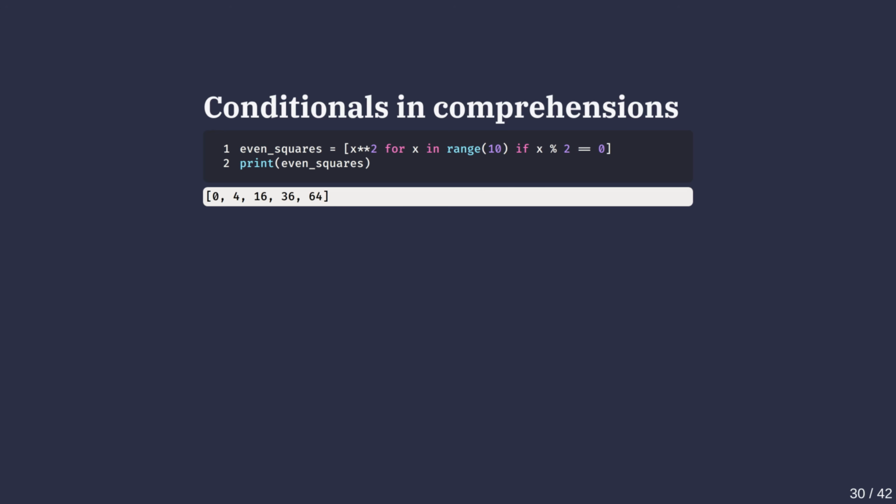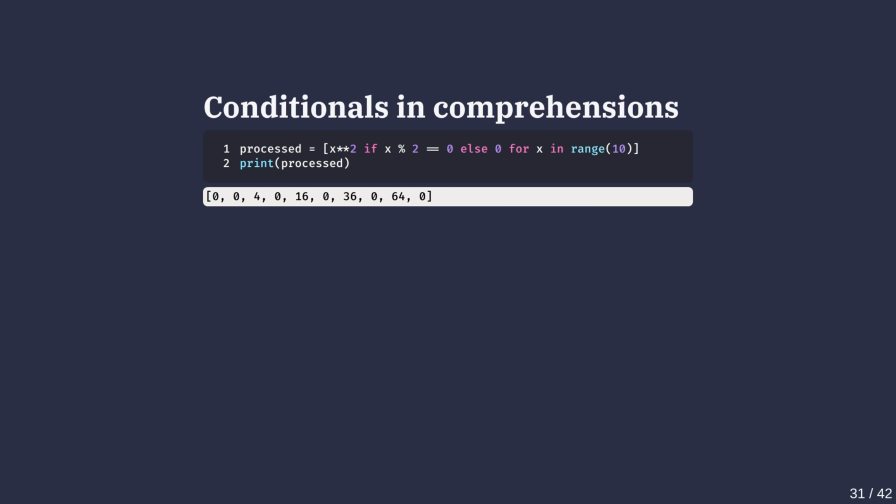We can add a condition to filter the values that go into a comprehension. In this example, we only include numbers that are even and then square them. The % symbol here is the modulo operator. It gives the remainder after dividing one number by another. A number modulo 2 equals 0 only if the number is even.